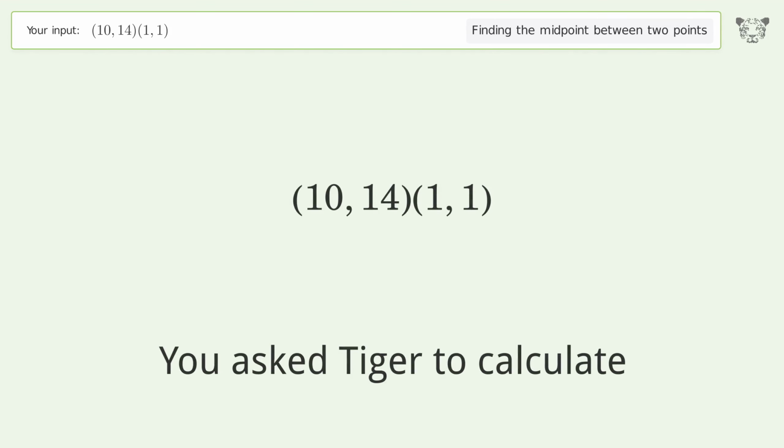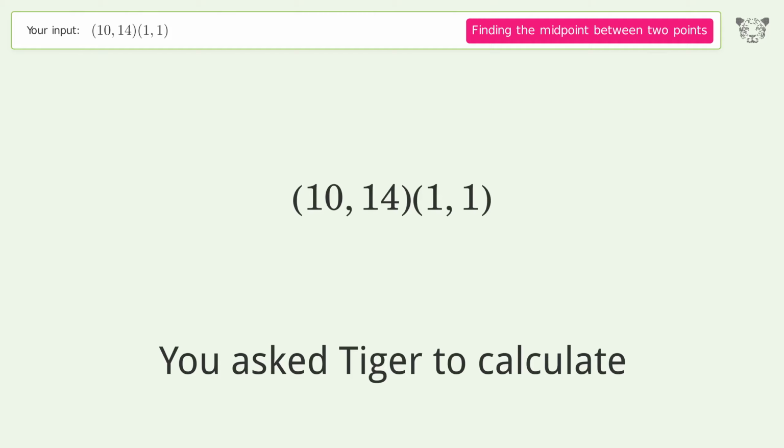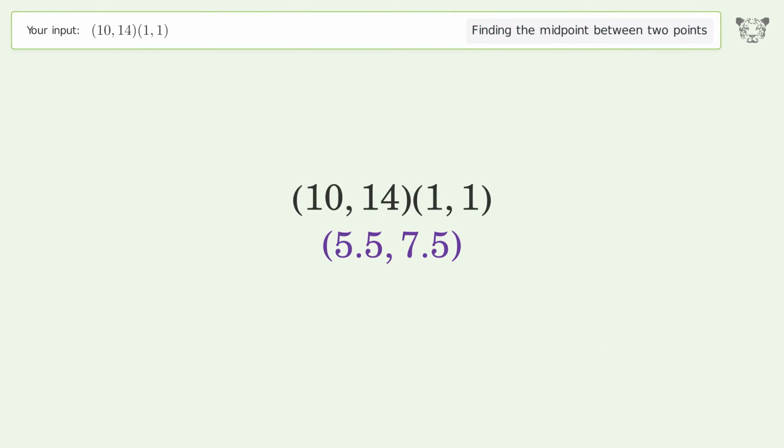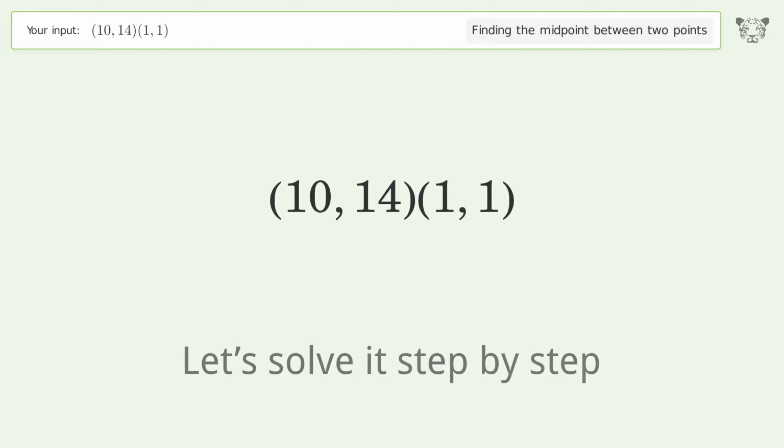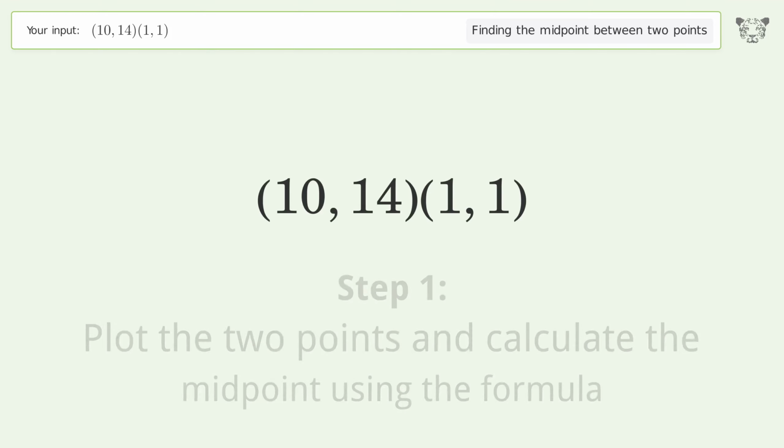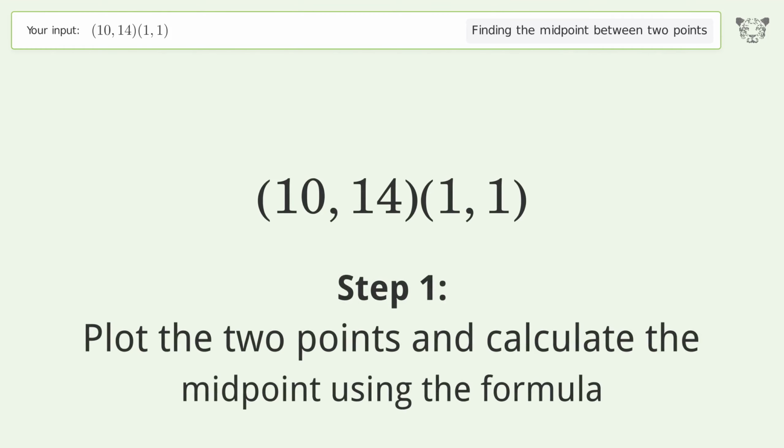You ask Tiger to calculate. This deals with finding the midpoint between 2 points. The midpoint between the 2 points is 5.5, 7.5. Let's solve it step by step. Plot the 2 points and calculate the midpoint using the formula.